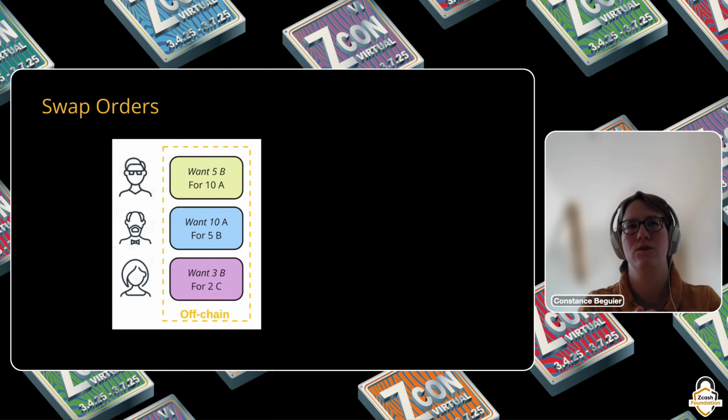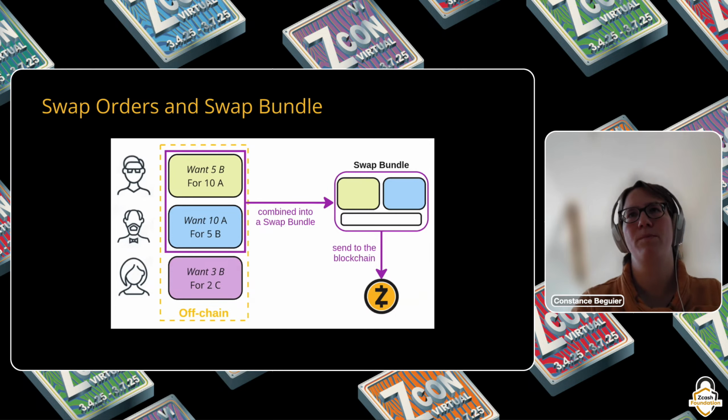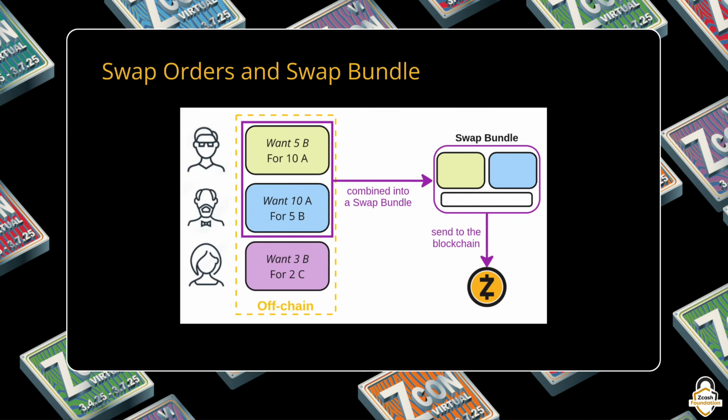And when the users share those swap orders, they will share them off-chain, so out of Zcash. Once two swap orders are matching, for instance, in this figure, the two first swap orders are matching, we could create a swap bundle. A swap bundle is the combination of two matching swap orders plus some additional information. And then, when we create a swap bundle, we could send it to the blockchain to really create those transactions.